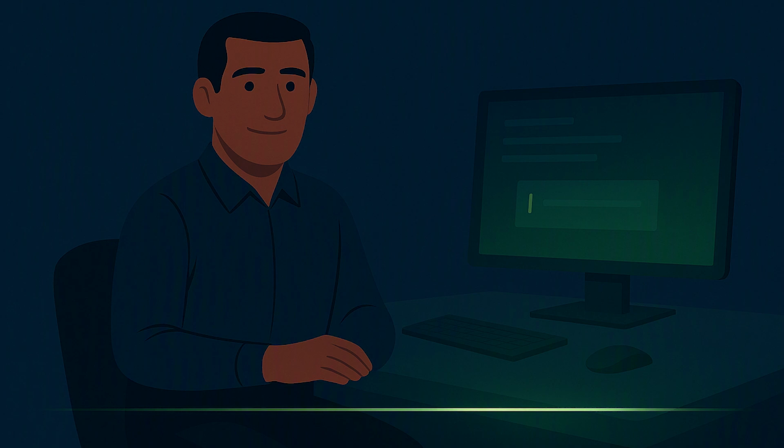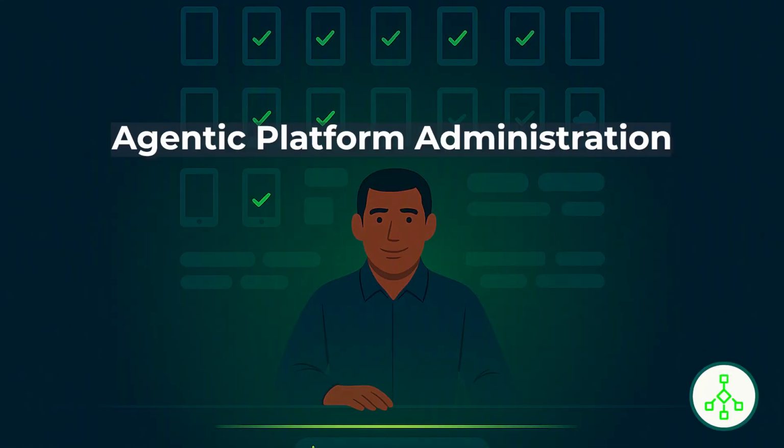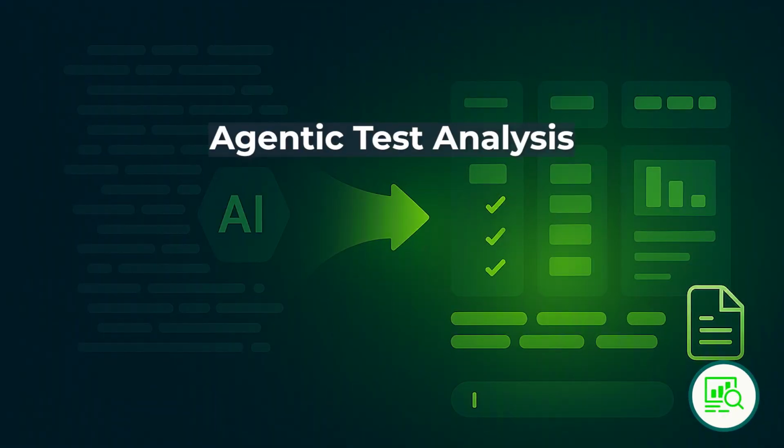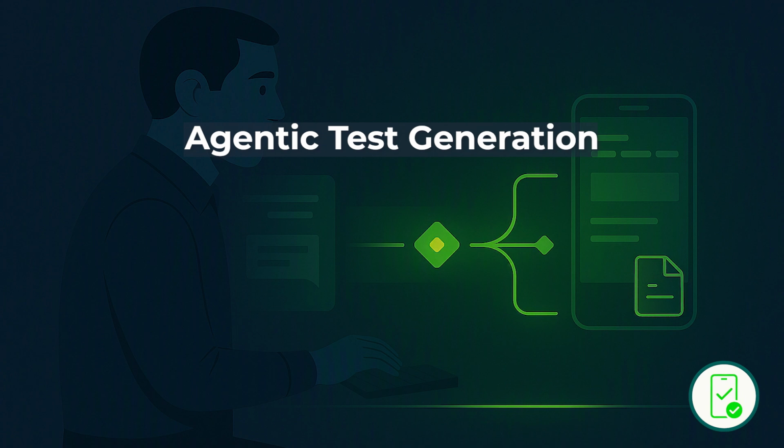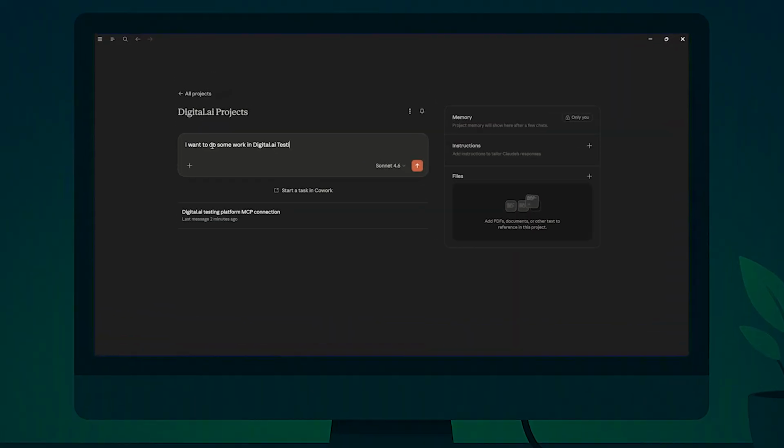Here's what it looks like. Agentic platform administration, your device farm, your projects, your environment health from a single conversational prompt. Agentic test analysis, hundreds of failures grouped by root cause, plain English summaries, a structured report ready to share in minutes, not days. Agentic test generation, runnable tests on real physical devices for developers and QA engineers alike. Whether you wrote the app or you're testing someone else's, all of it running live in a real environment on real devices. Let's start with the platform.